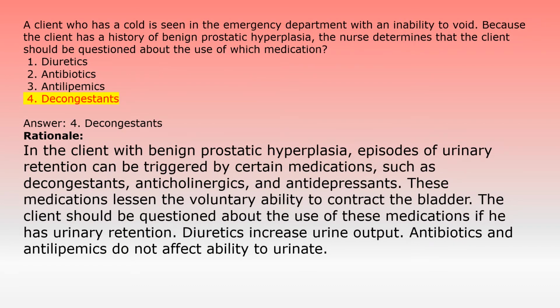Answer: 4. Decongestants. Rationale: In the client with benign prostatic hyperplasia, episodes of urinary retention can be triggered by certain medications, such as decongestants, anticholinergics, and antidepressants. These medications lessen the voluntary ability to contract the bladder. The client should be questioned about the use of these medications if he has urinary retention. Diuretics increase urine output. Antibiotics and antilipemics do not affect ability to urinate.